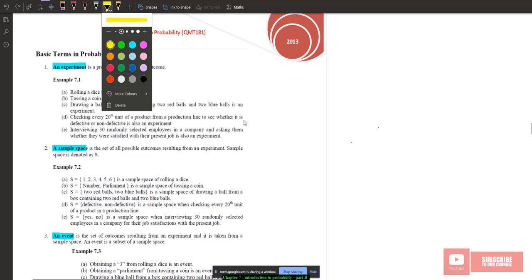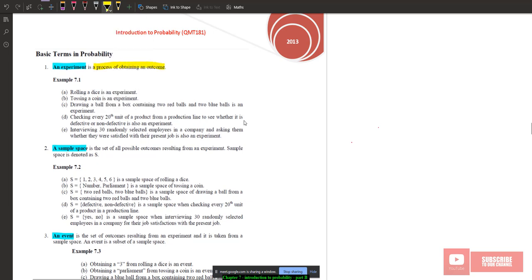An experiment is a process of obtaining an outcome. An example of an experiment is rolling a die. Tossing a coin is also an experiment. Drawing a ball from a box containing two red balls and two blue balls is also called an experiment. Anything where the process gets you an outcome is called an experiment. Another example is interviewing 30 randomly selected employees in a company. So this is the definition of experiment.